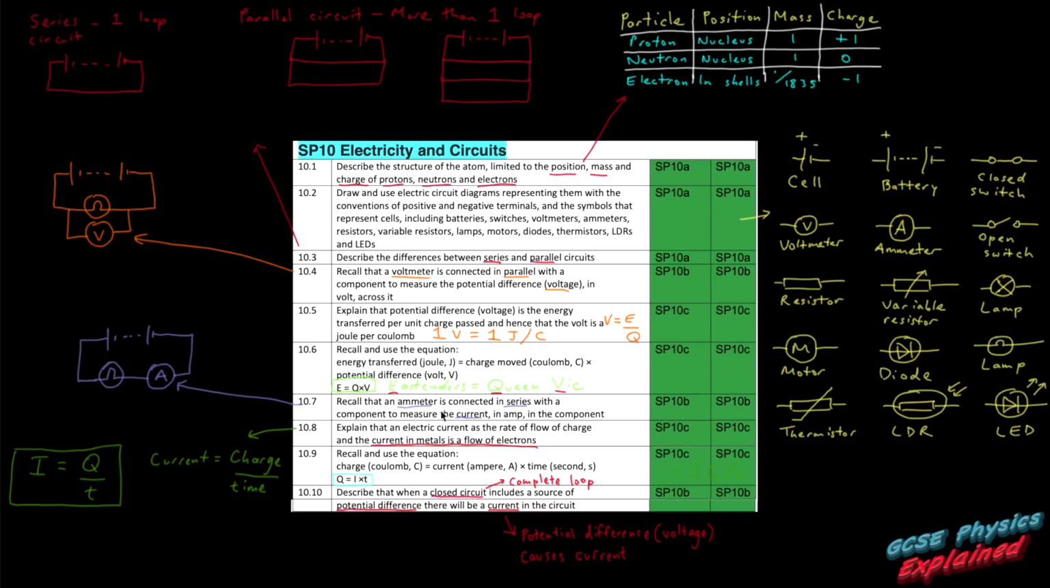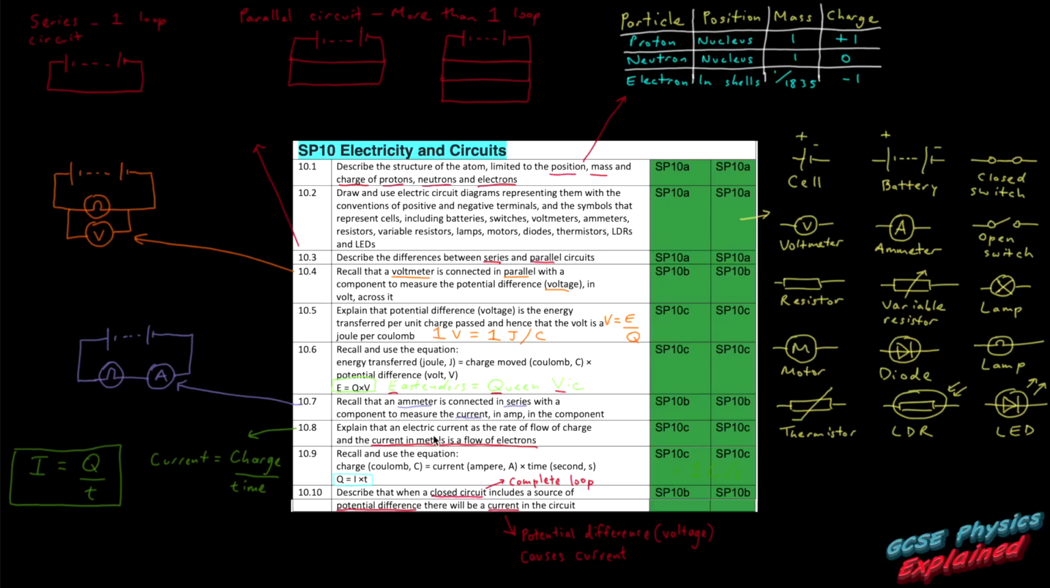Recall that an ammeter is connected in series with a component to measure the current in amps. So here we go, there's the ammeter in series, so one thing after another. It doesn't matter if the ammeter is before or after the other component.